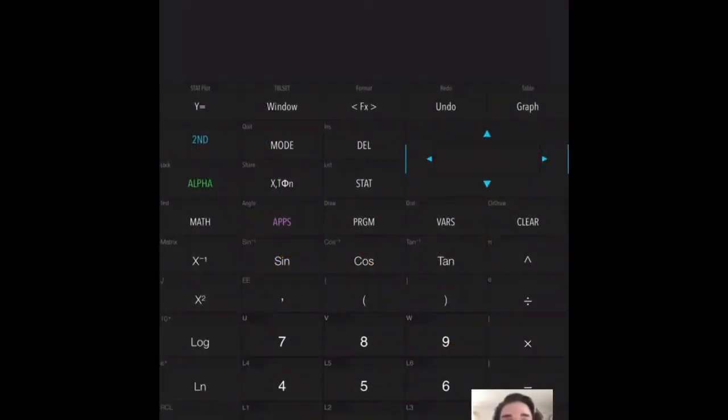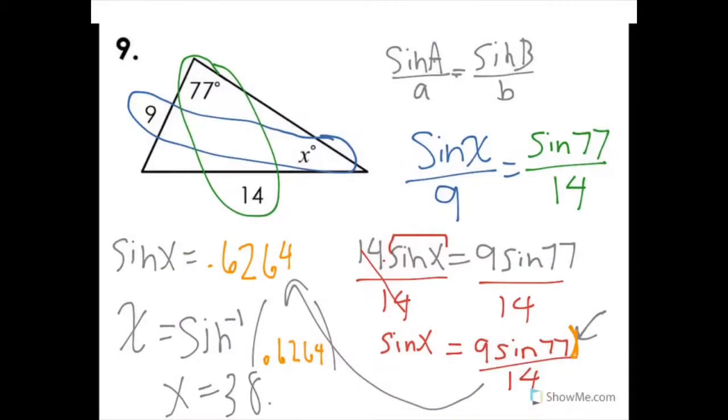So I'm already in degree mode. I'm going to type 9 sine 77, important parenthesis, and then divide by 14. So it gives me about 0.6264. So now I'm going to do inverse sine. So second sine, 0.6264. Enter. So that angle is about 38.8 degrees. So we'll look at one more where you're trying to find the angle.